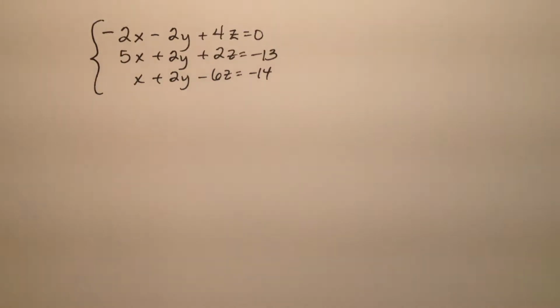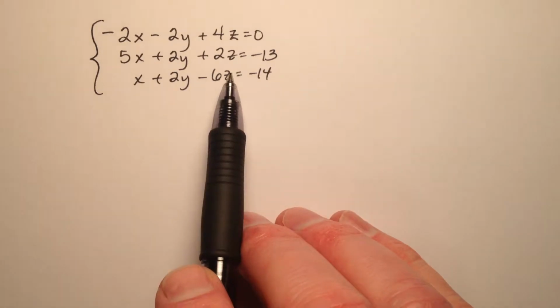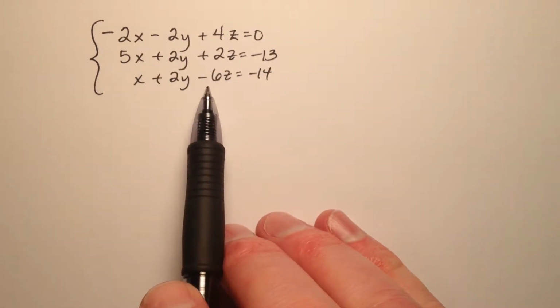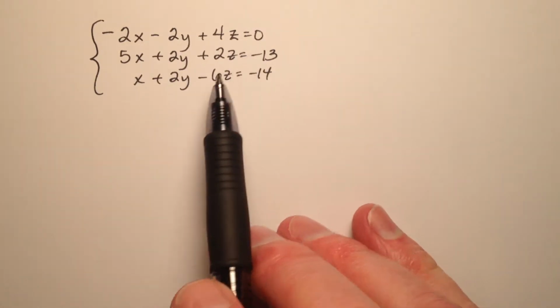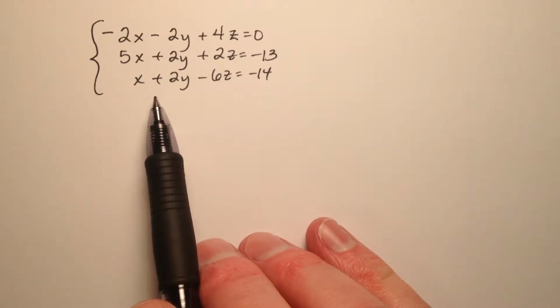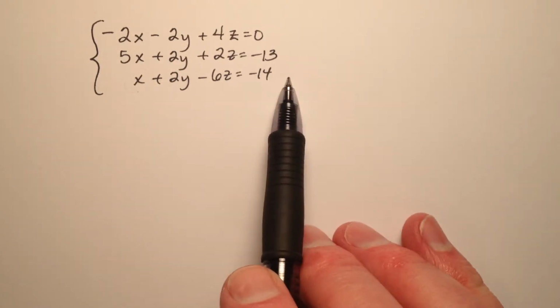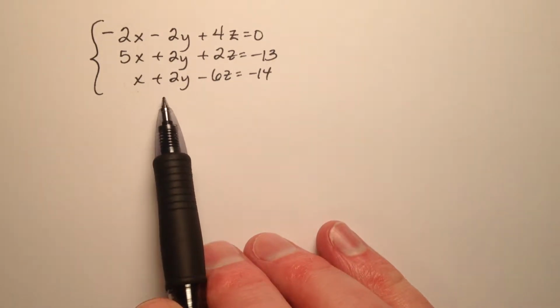Here we're going to solve this system of equations. There are three variables, x, y, and z, along with three equations. So it looks like I could use the elimination or substitution to get started. If I did substitution, I could easily solve for this x and then plug that expression into these two x's.